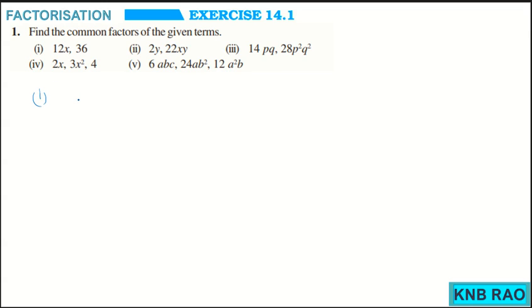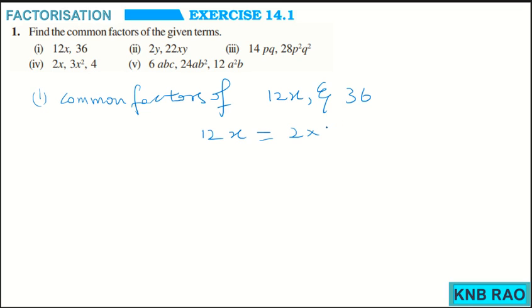So, in the first one, the common factors of 12x and 36, if you want to find out, you need to write each term as the product of irreducible factors, then 2 into 2 into 3 into 3. So, 2 2s are 4, 4 3s are 12, 12 3s are 36. 2 2s are 4, 4 3s are 12, 12 into x, 12x.